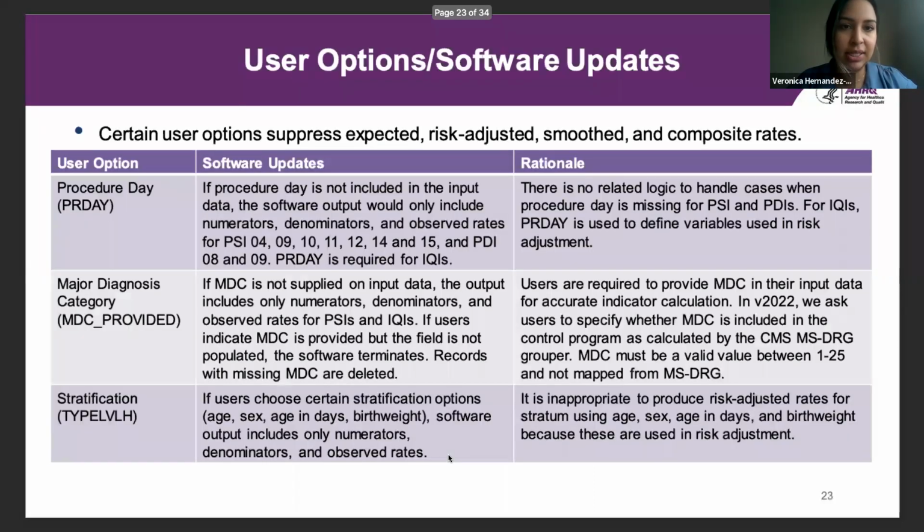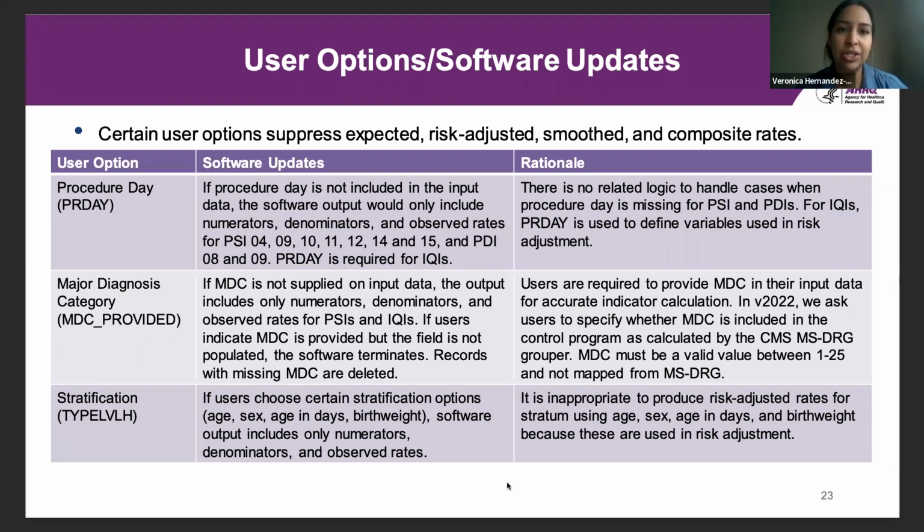Okay, so as Alex mentioned, we'll discuss software usability and improvements. Next slide, please. Okay. So first, we'll discuss some options impacting usability. Now in version 2022, we continue to have options that will suppress expected, risk-adjusted, smooth, and composite rates whenever users cannot supply certain data elements. And some examples in which these rates will be suppressed are listed on this slide.